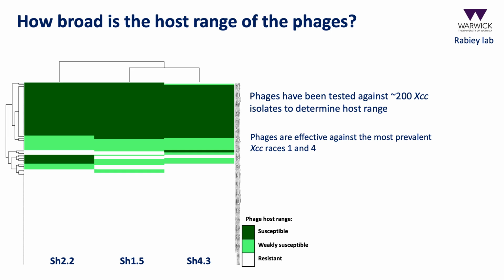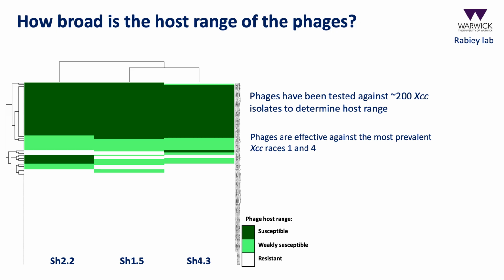So as I said, at Warwick, we are very lucky. We have a collection of 1,000 XCC isolates. So what we did, we used around 200 of those XCC isolates, and we tested all these 3 phages to see which phage can kill which race and which isolates. Here dark green means that phages can kill the bacteria population very nicely, clearly and effectively. Light green means that somehow they kill, but not as effectively as the dark green. And white means they cannot kill the bacteria population.